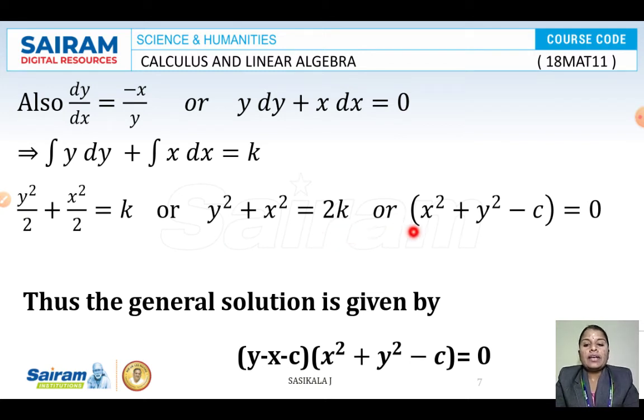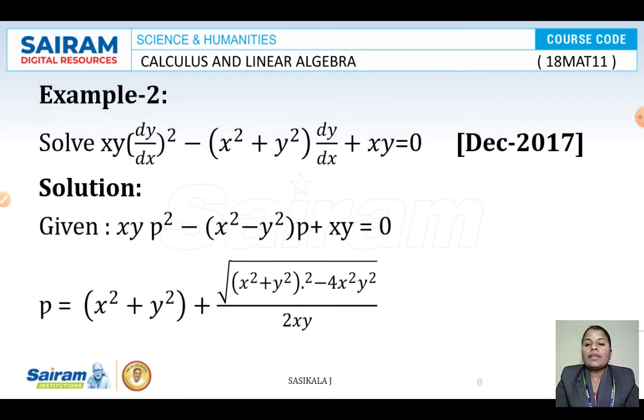What is that? This 2 has been taken here. That's all. This 2k completely I am taking as c. Taking to the left side, it will become x squared plus y squared minus c is equal to 0. So therefore, the general solution of the given equation is nothing but the product of the two solutions. So (y minus x minus c) into (x squared plus y squared minus c) is equal to 0.